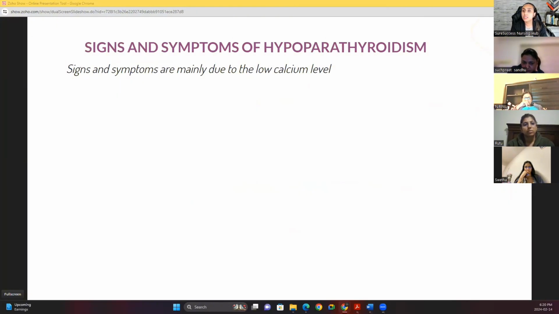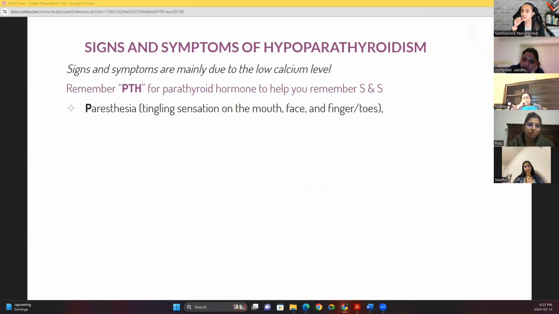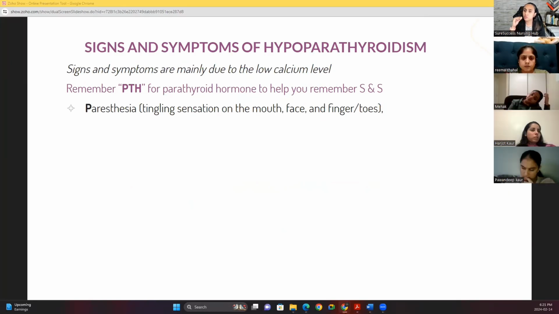So let's see the signs and symptoms. Signs and symptoms of hypo mean low calcium. Now you will notice the signs and symptoms: everything will be high with the muscles. Remember PTH, parathyroid hormone. P is for paresthesia: first of all, a tingling sensation in the mouth, face, fingertips. Numbness and tingling continuously, you can feel that there is a tingling situation.